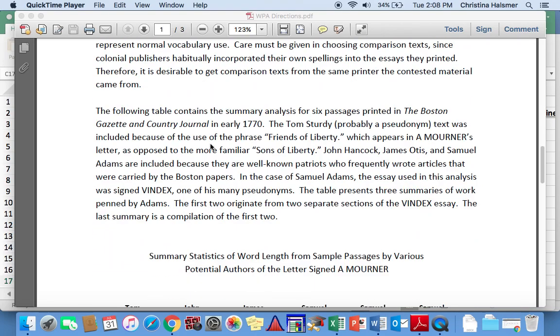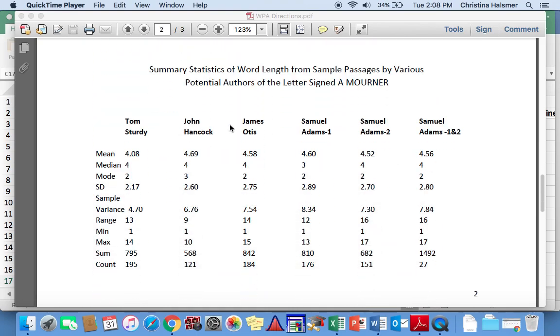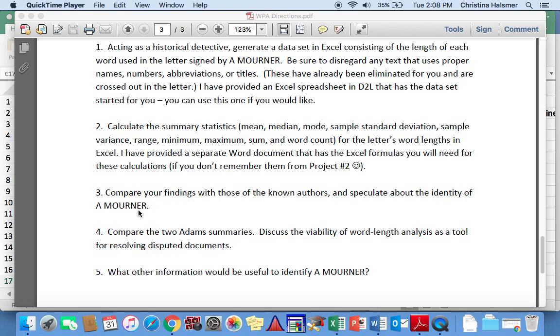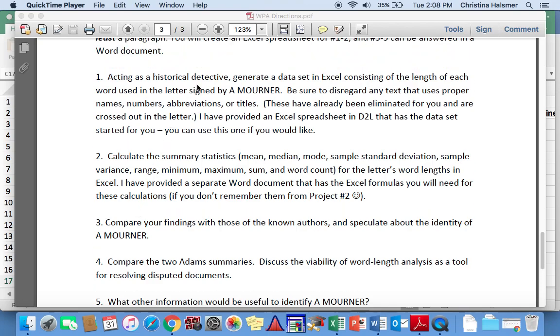In the directions, they've provided you several authors during that time, and once you have calculated your mean and median and all of these statistics, you can go back and compare them and discuss who you think could be the author of this letter. If we go down here to the questions, for numbers 1 and 2, you're going to make a spreadsheet. I've started one for you. You're going to continue to finish that, and then number 2, calculate the summary statistics for that.